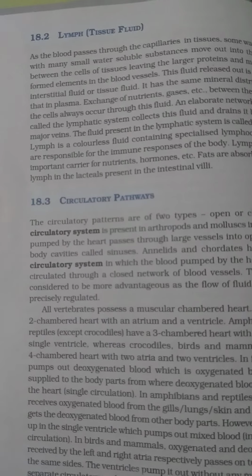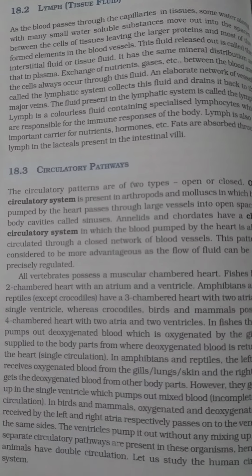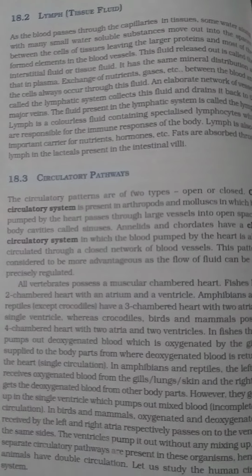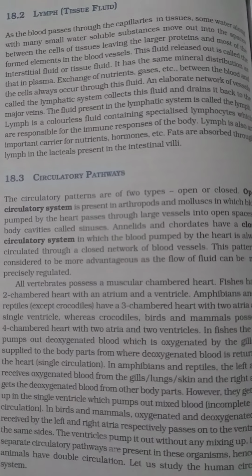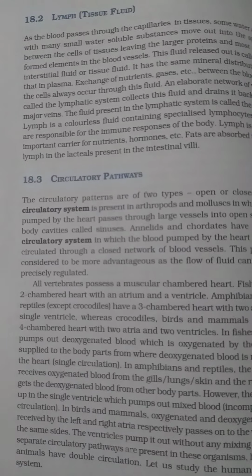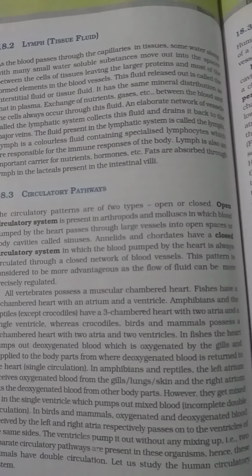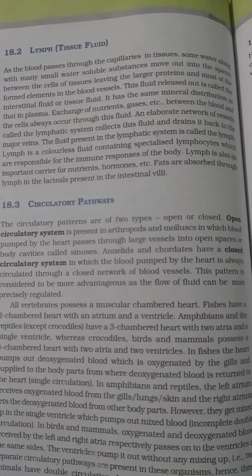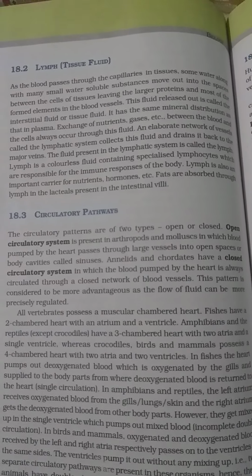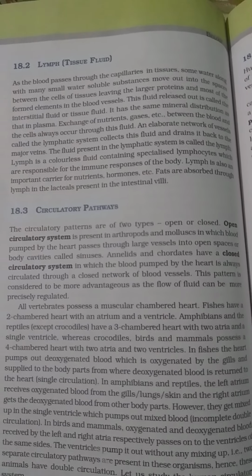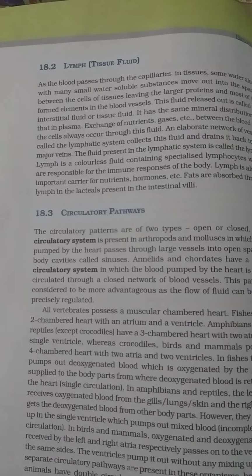Now, what is the circulatory pathway? The circulatory pathway is a basic route taken by the blood to circulate oxygen and nutrients to the entire body. This circulatory system generally deals with two types: open and closed. If there is complete separation of oxygenated and deoxygenated blood, we call it a closed system of circulation. If there is mixing of oxygenated and deoxygenated blood, it is called an open circulatory system.